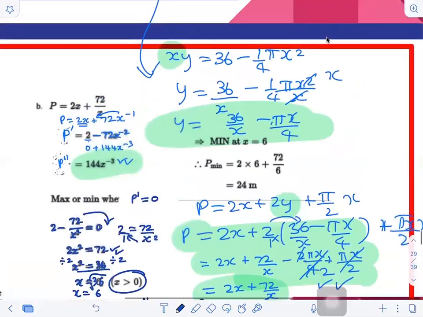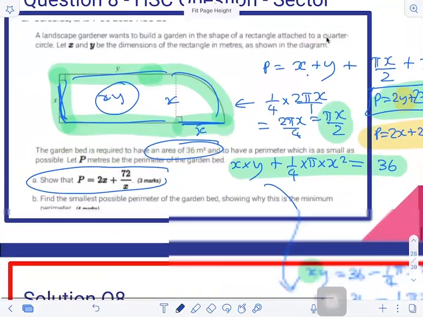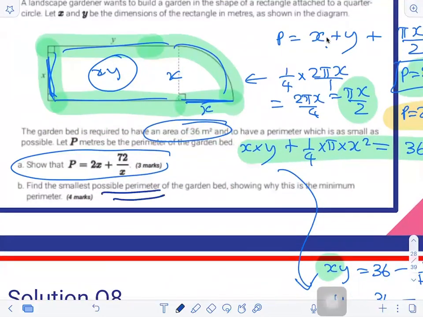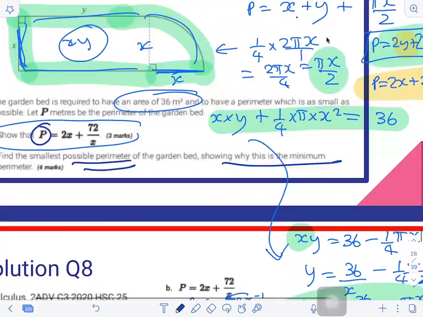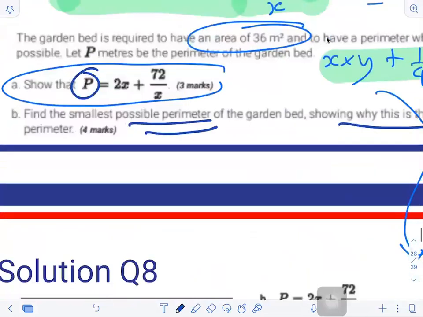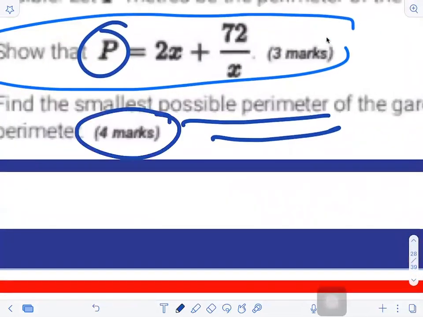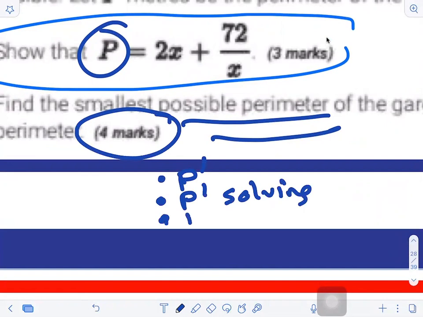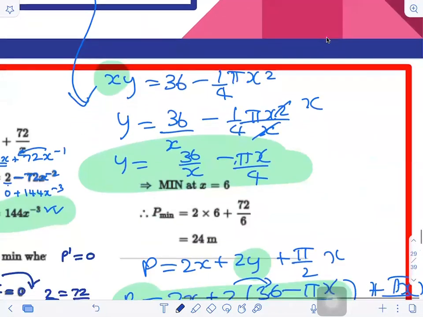So to make sure we answer the question, it says find the smallest possible perimeter. So we actually have to sub it in to find P and explain why it's a minimum. Notice that this HSC question is worth 4 marks. 1 for finding P dash, and 2 for solving, 3 for determining that it is a minimum, and 4 for answering the question and finding the perimeter. So always look at your marks.